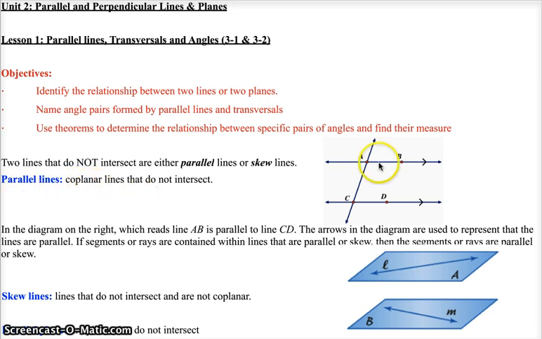I think you're familiar with what parallel lines look like, train tracks, that kind of thing. So that's not a new term. Not only can lines be parallel, but planes can also be parallel. This plane A appears to be parallel to plane B, meaning they will never intersect, like the floor and the ceiling.